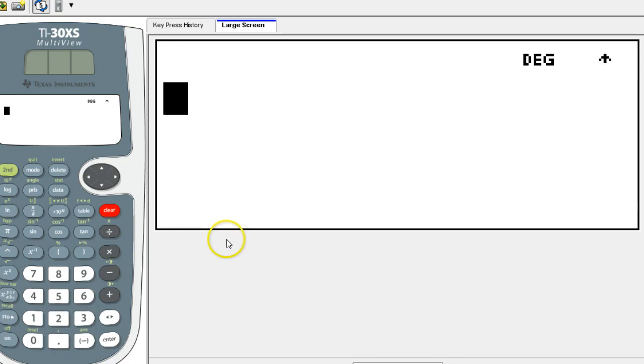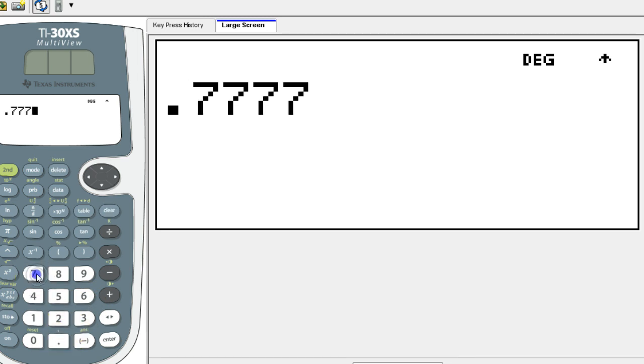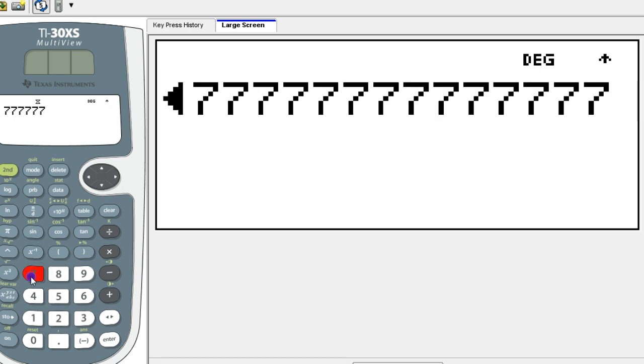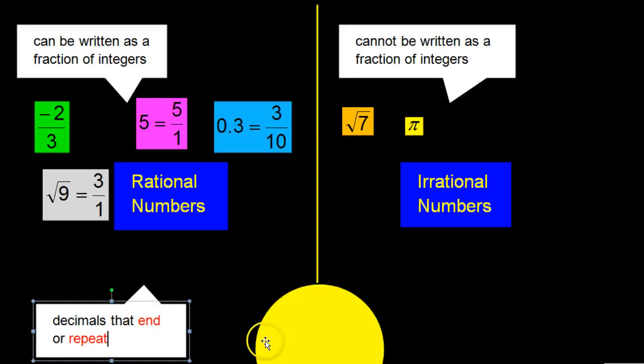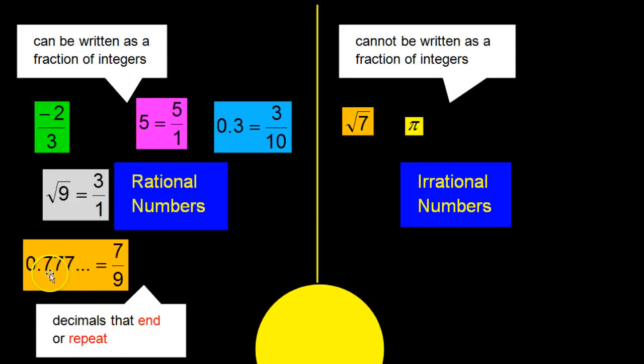Let's make up a repeating decimal and see if we can find the fraction that it equals. We just saw that 2/3 was 0.6 repeating. What if we had 0.7 repeating? So, 0.777777777777777. Okay, my calculator's still doing it. I could toggle this, and the calculator is going to let me know that 0.7 repeating is equivalent to the fraction 7 over 9. Alright, that makes 0.7 repeating a rational number.